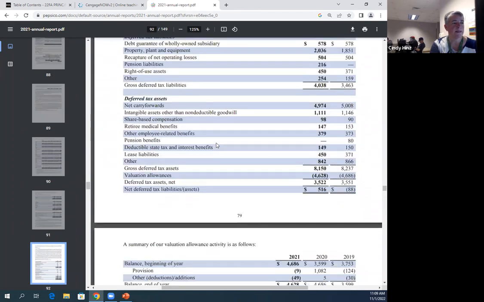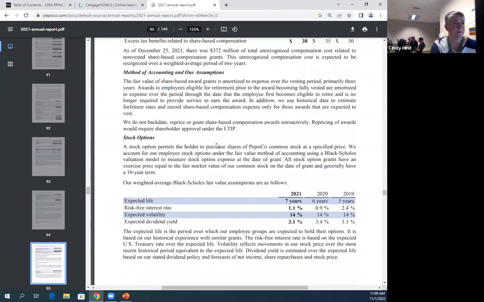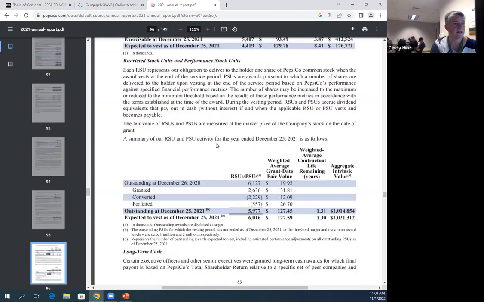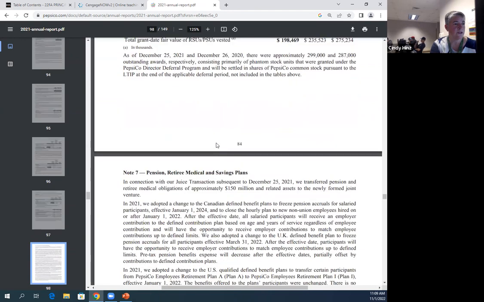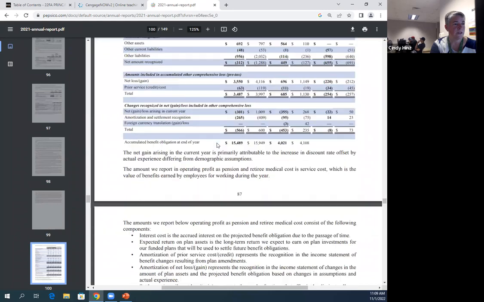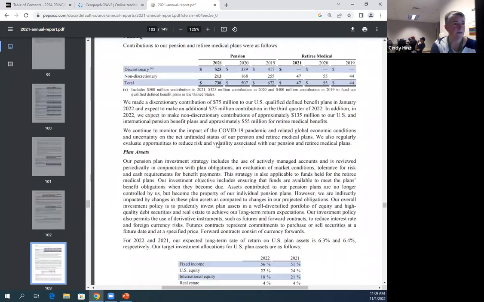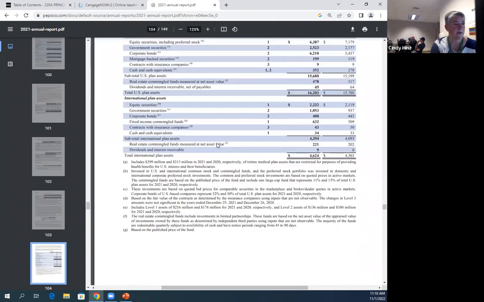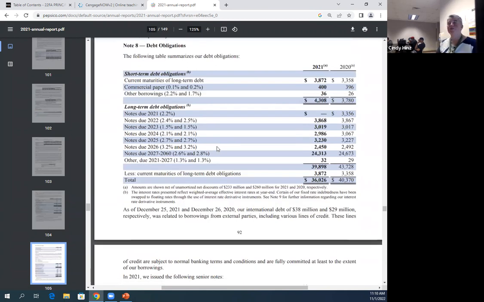So income taxes, stock options, long-term cash, pension, pension, something that's going to come up. Here we go. Note 8, finally, page 105 of 149 is their debt obligations.